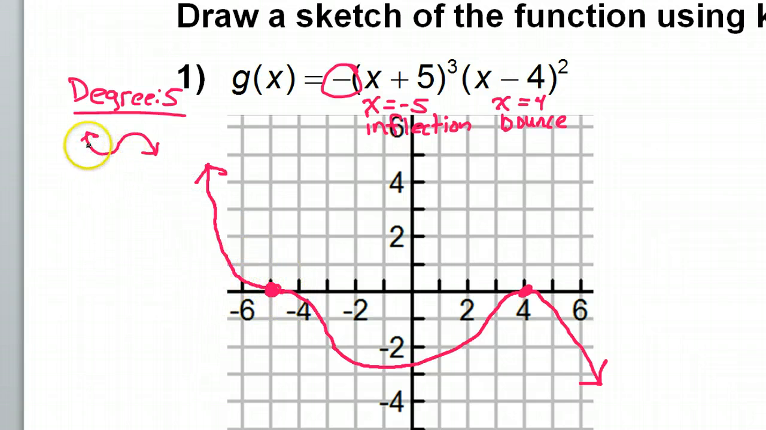Notice that it's supposed to rise on the left, fall on the right. It does that. I have my inflection and my bounce where they're supposed to be. So boom, that's a pretty good graph. Alright, there's nothing here, don't worry about exactly how low you go. This is just a sketch.